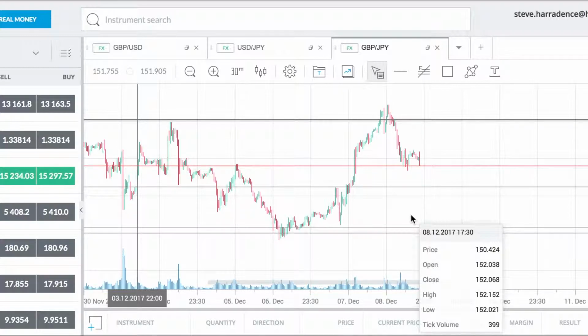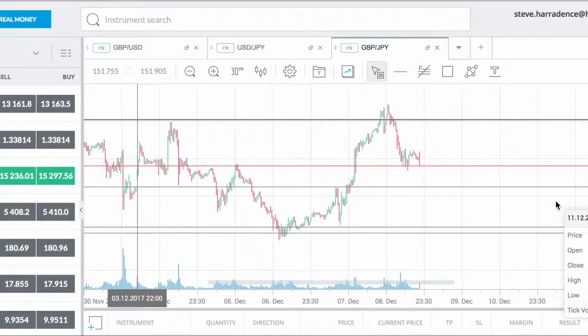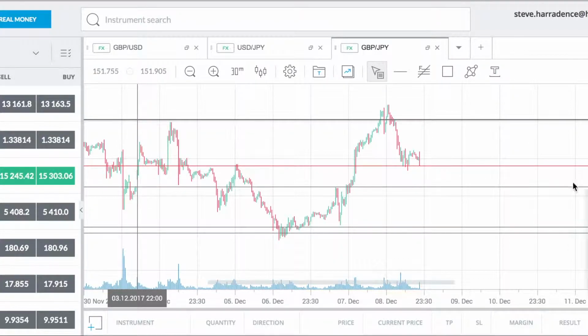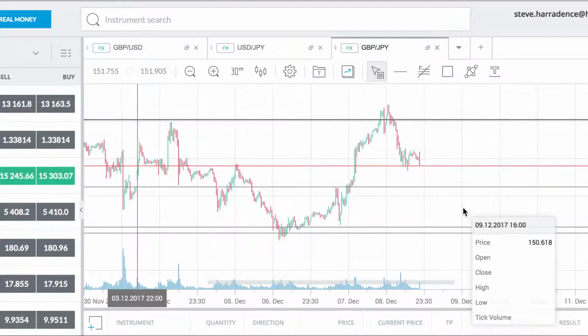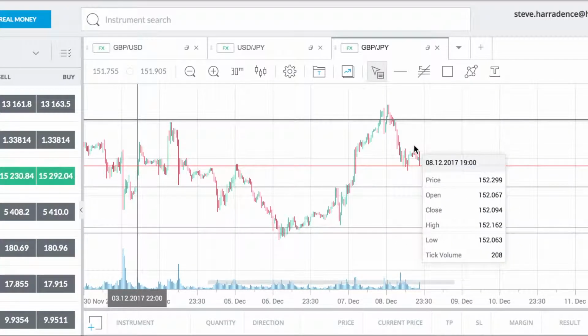So in the week, you've got 153 resistance levels, and you've got your 151.75, 151 levels there. So a good one to look out for is the 151 level. If it breaks below the 151, then obviously it's going to be testing this level at 150. Okay.